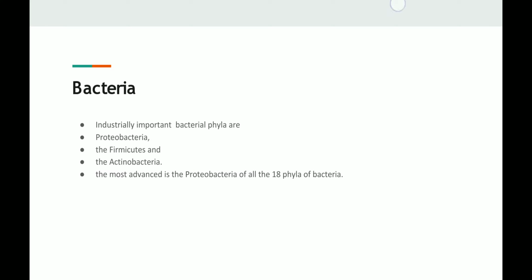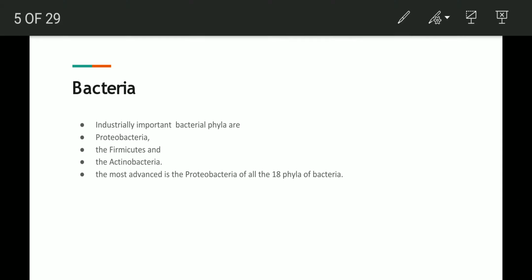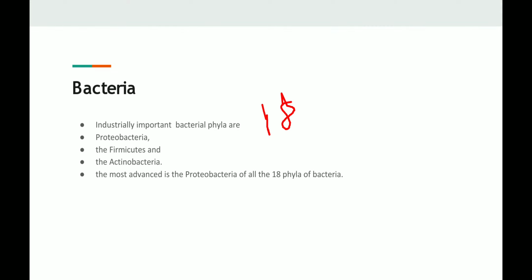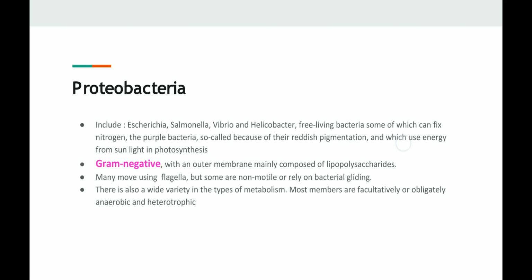So in total there are 18 phyla of bacteria found in nature. Of the 18 phyla, we are using Proteobacteria, Firmicutes and Actinobacteria for our industrial use. The Proteobacteria is the most evolutionarily advanced of all the 18 phyla. So we are going to study about Proteobacteria.